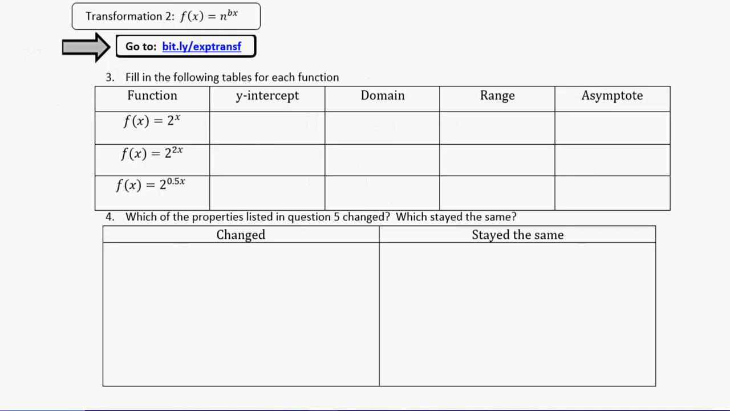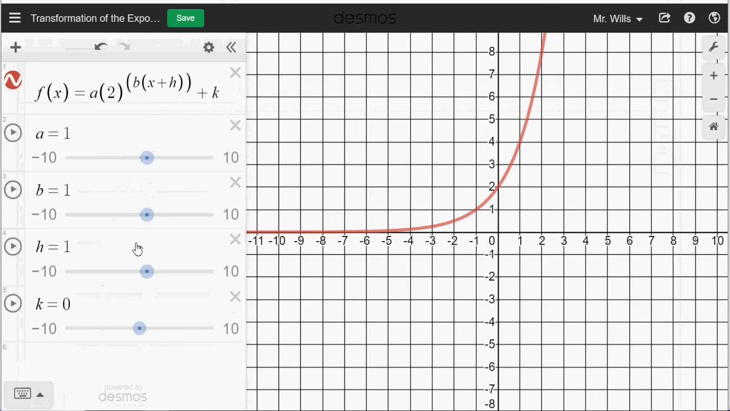Finally, let's look at what the B value does. The B value is right here beside X. It's being multiplied into the X. The first one, well, nothing has changed here, so we'll just make sure to write that in. If my B value here is 2, I'm going to go back to my graph. Here's my graph. Let's make sure everything is 0. Let's move this H back to 0. And so now my B value is 2.